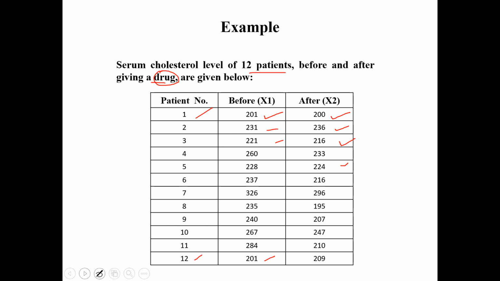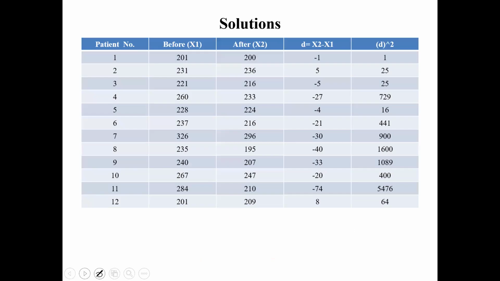So how to do it? Let's check the procedure for getting the value of the paired t-test. Suppose we have this data: first column, second column, and third column, already given in the question. As we know, according to the procedure, we have to find the difference, after treatment minus before.